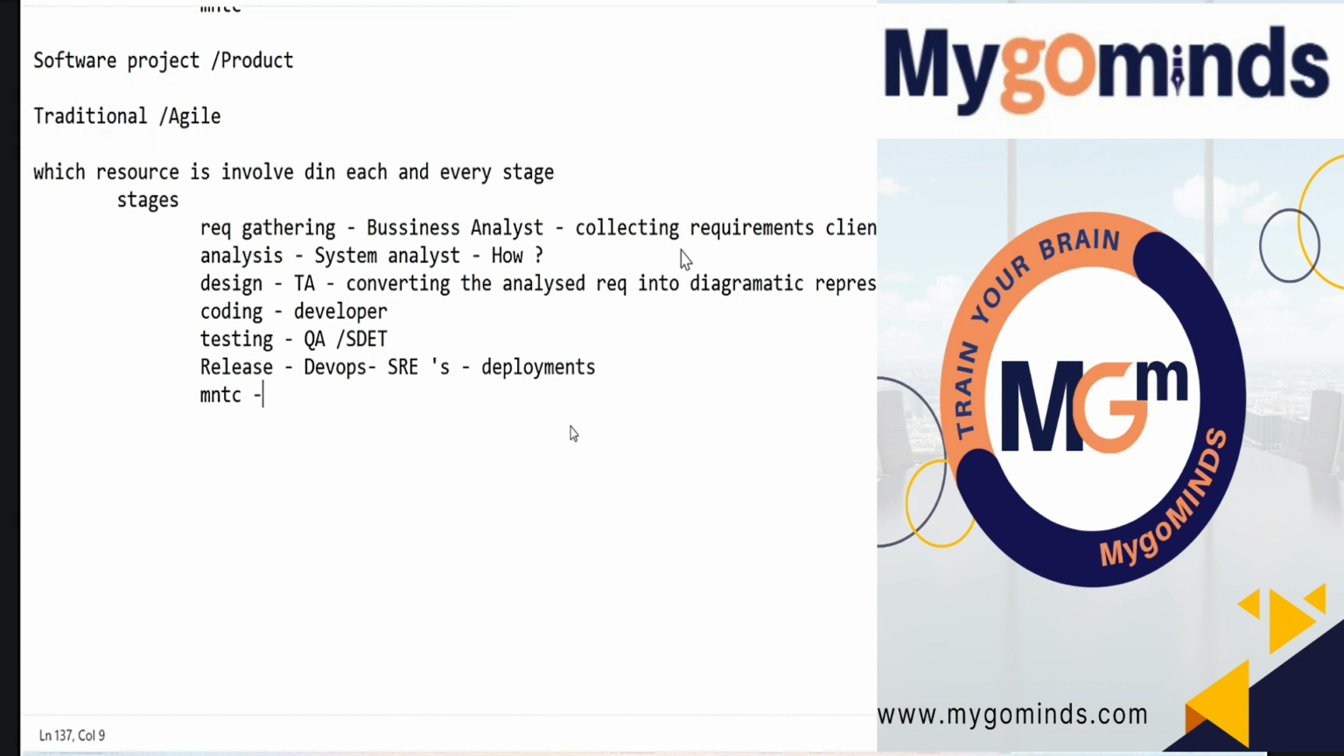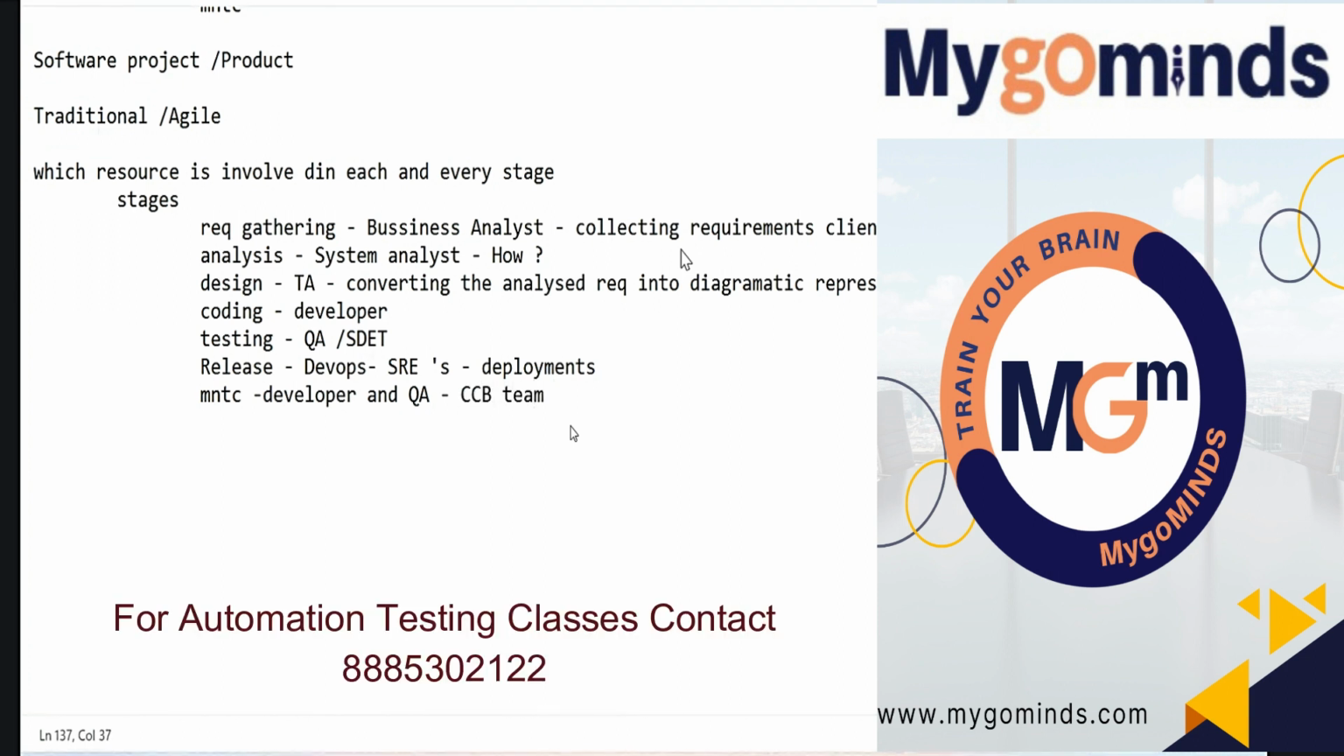And finally, maintenance. Maintenance again contains developers as well as QAs, which are called the CCB team, which means change control board. We can also call it a support engineering team.